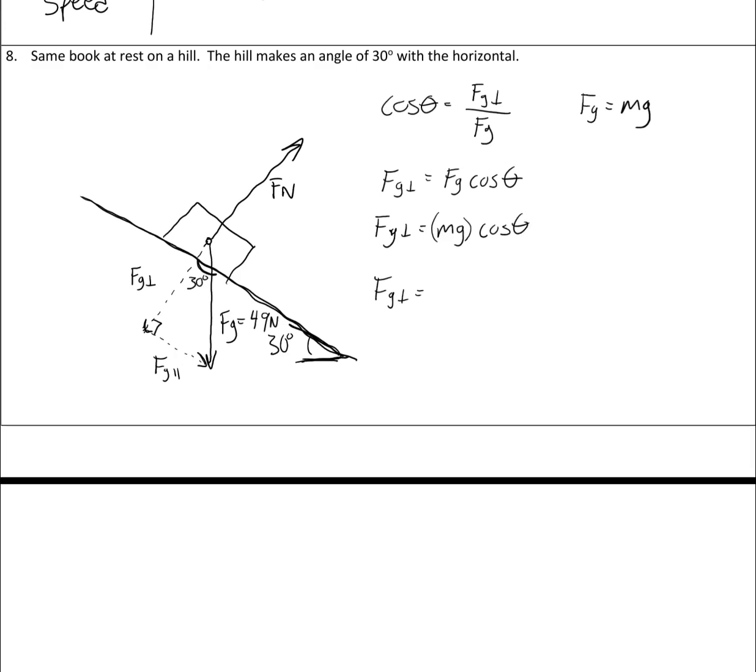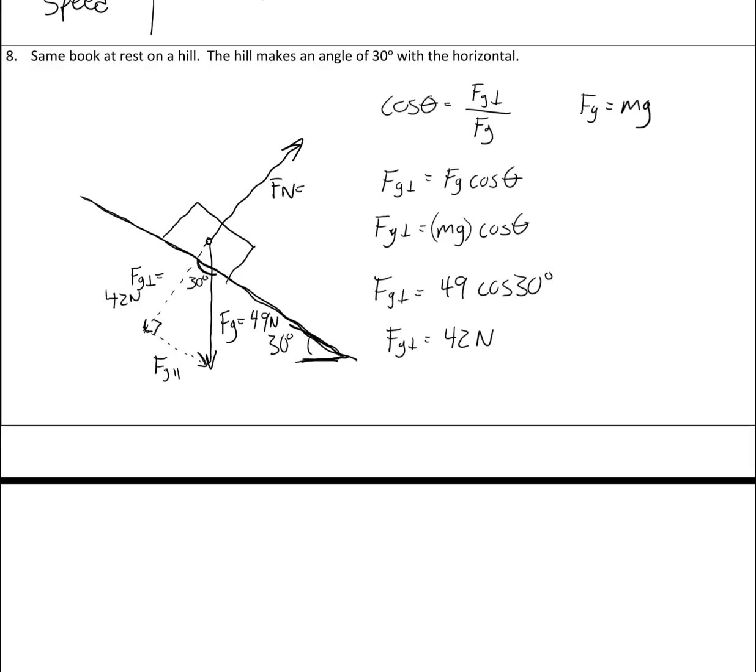So this is equal to, well, we already calculated that out. So this is 49 newtons times the cosine of 30 degrees. So FG perpendicular is actually equal to about 42 newtons. There's 42 newtons of force from this weight that's acting perpendicular to the hill. Now, there's a different amount of force that's acting down the hill, but we're not going to worry about that right now because we're just looking for the normal force.